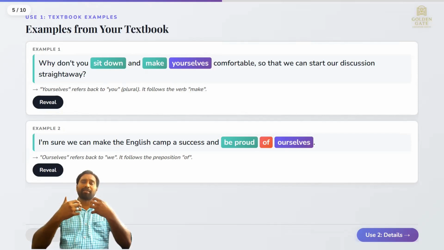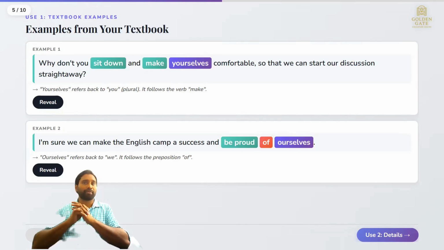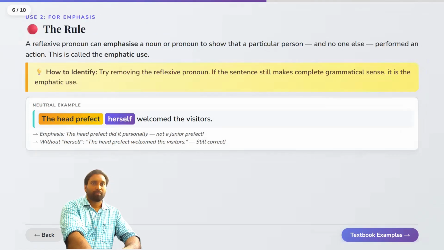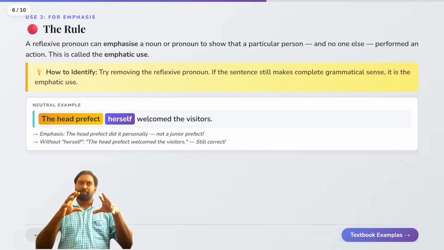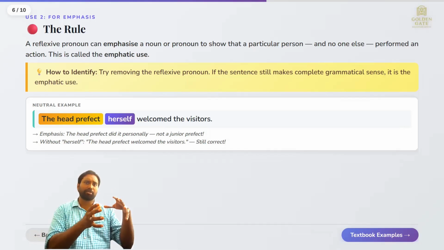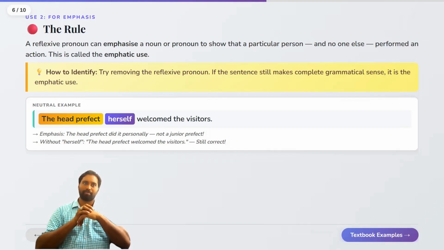Let's see the emphatic use of reflexive pronouns. Emphatic use, right? A reflexive pronoun can emphasize a noun or a pronoun to show that a particular person or thing, no one else, performed the action. This is what is called the emphatic use.